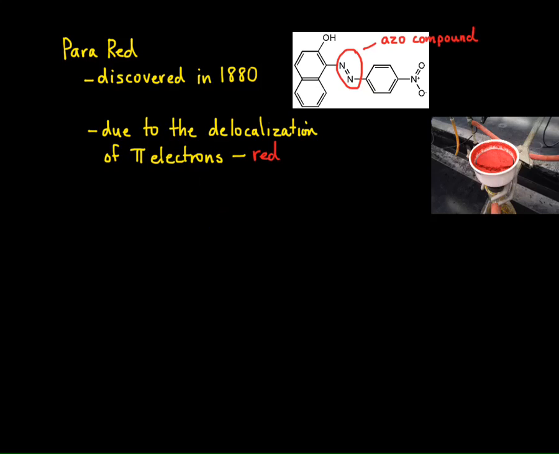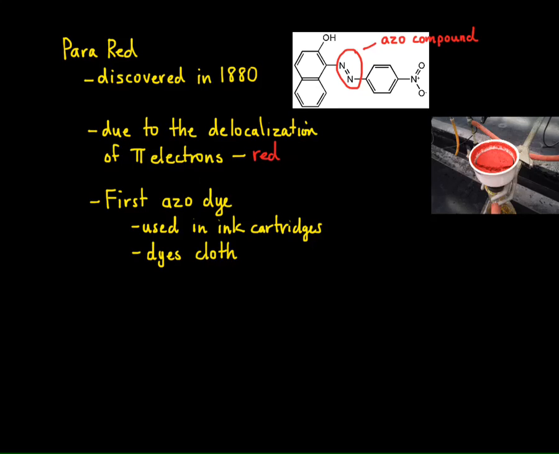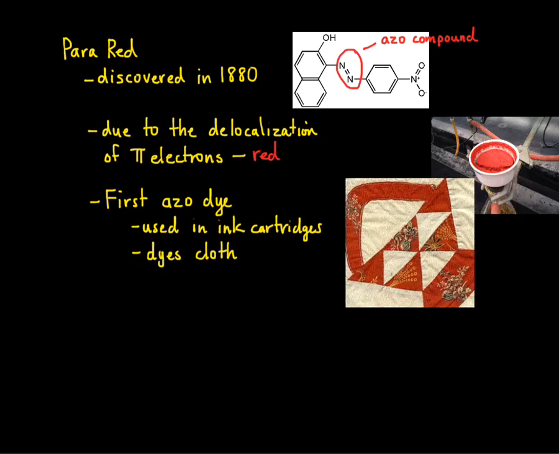As a consequence of pi delocalization, aryl azo compounds, like para-red, have vivid colors, especially red, orange, and yellow. Because of its color, para-red was the first azo compound to be used as a dye. It was first used to dye cellulose fabrics like cotton and linen, but is now mainly used in ink cartridges. It is not allowed by the FDA or European governments to be used as a food dye.